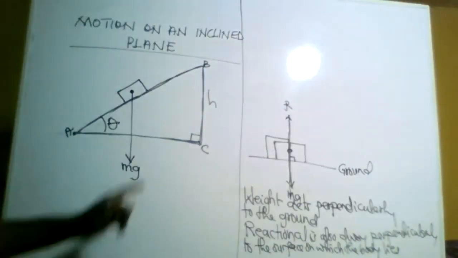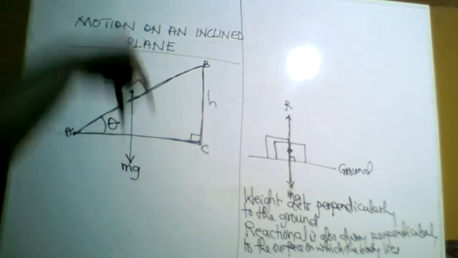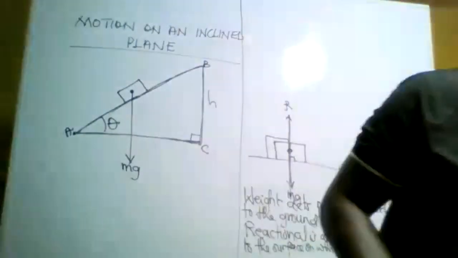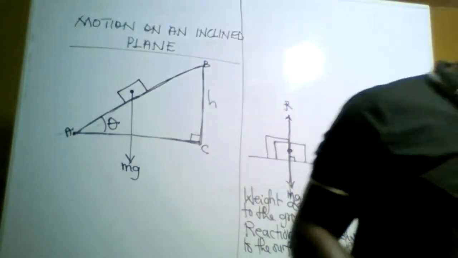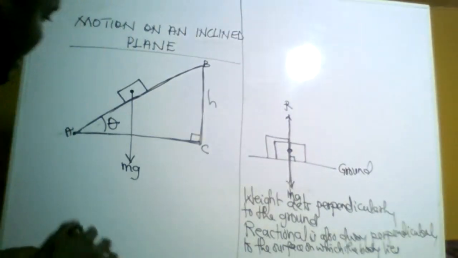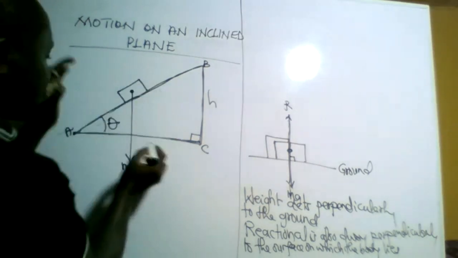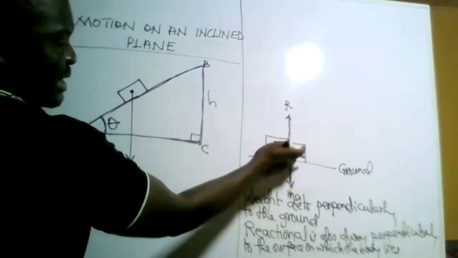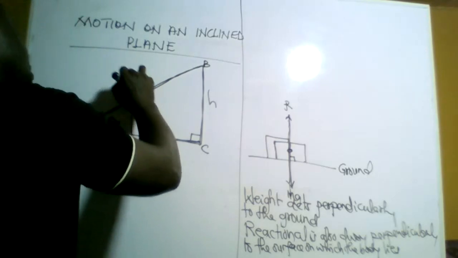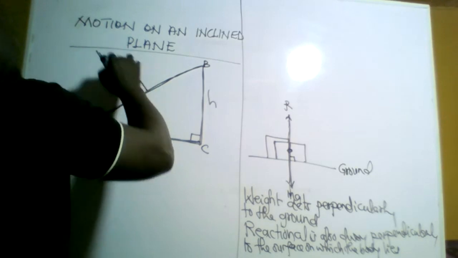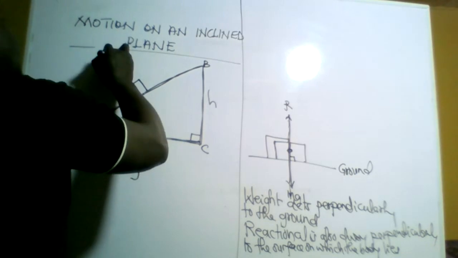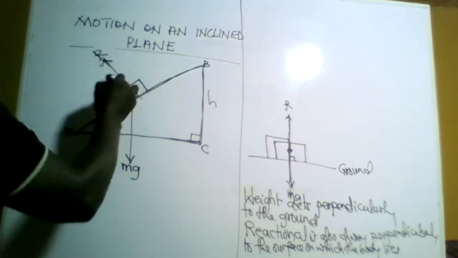So while weight is perpendicular to the ground because of gravity, gravity always acts towards the center of the earth. Reactional force is always perpendicular to the surface on which the body lies. So this body is still, so we need to have the reactional force always perpendicular to the surface.